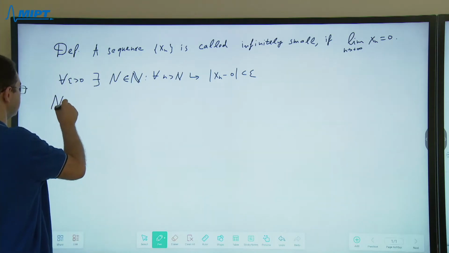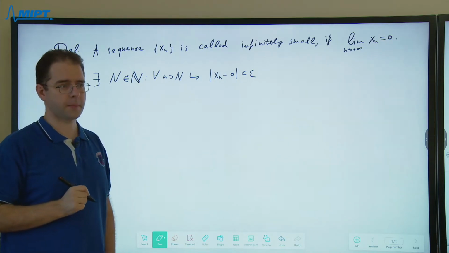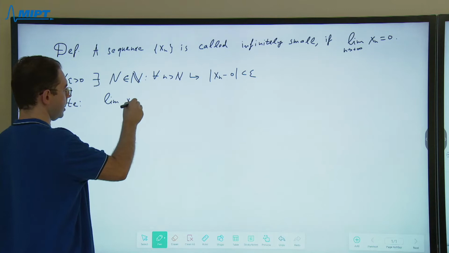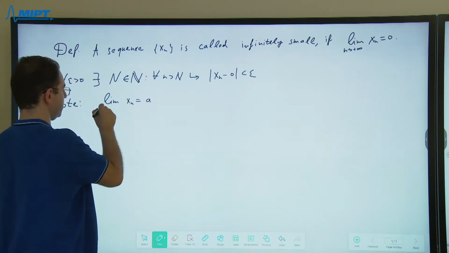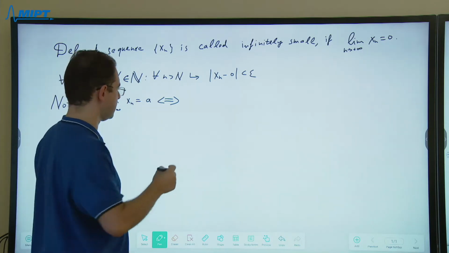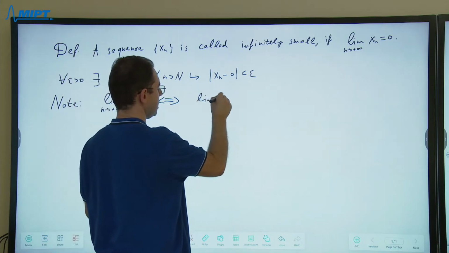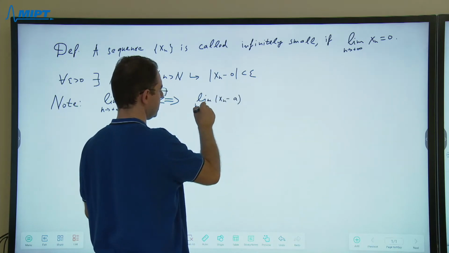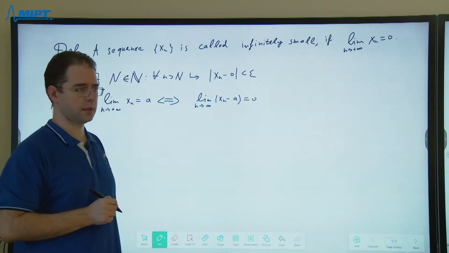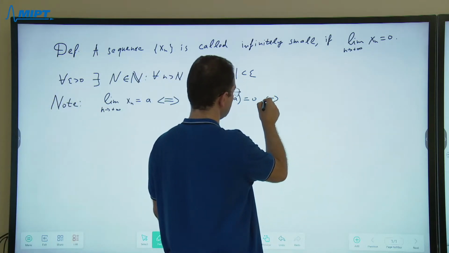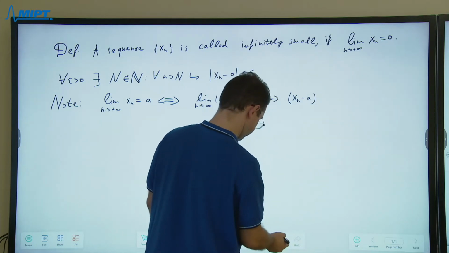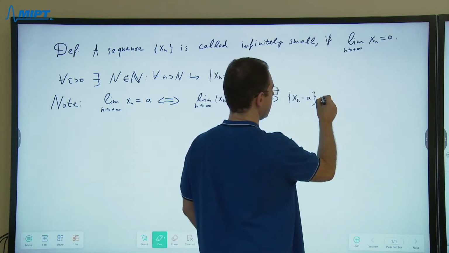Note, a sequence xn having a limit of a is the same as the sequence xn minus a having a limit of 0, which, as we just defined, means xn minus a is infinitely small.